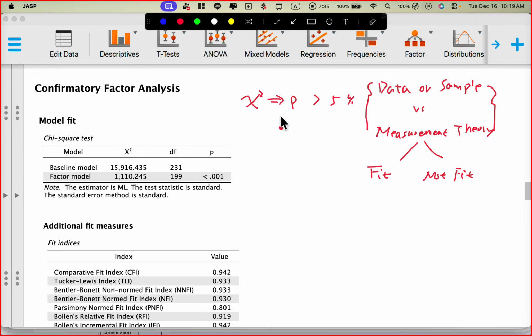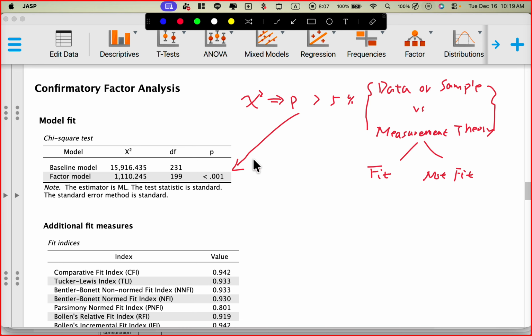If our p-value, you can see, is significant, does it imply the data or sample fit with the theory or not fit with the theory? We need to understand how to interpret. Is it fit or not fit? Based on the p-value? It's fit.